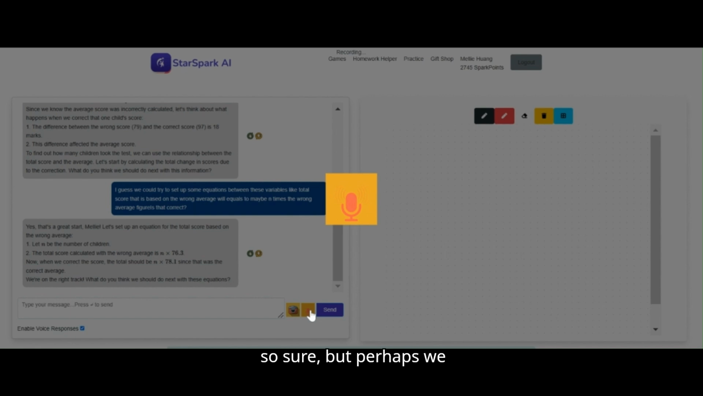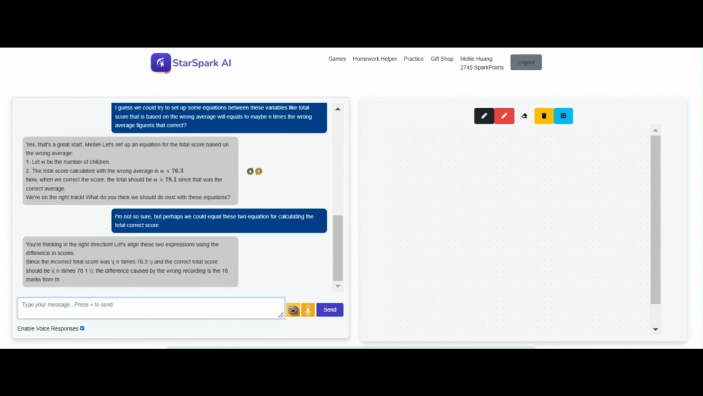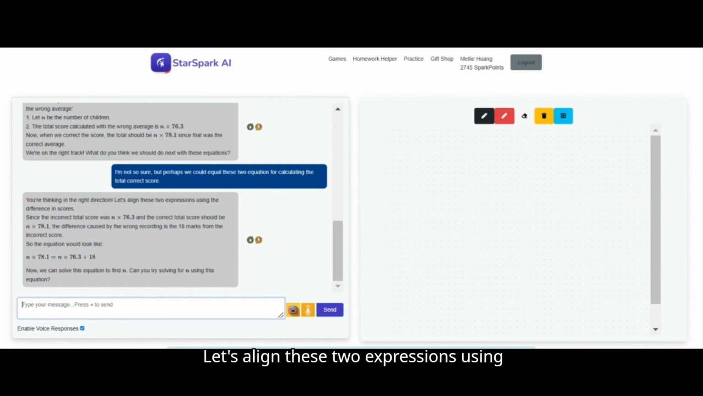I'm not so sure, but perhaps we could equate these two equations for calculating the total correct score. You're thinking in the right direction. Let's align these two expressions using the difference in scores. Since the incorrect total score was n times 76.3 and the correct total score should be n times 78.1, the difference caused by the wrong recording is the 18 marks from the incorrect score. So the equation would look like n times 78.1 is equal to n times 76.3 plus 18. Now we can solve this equation to find n. Can you try solving for n using this equation?